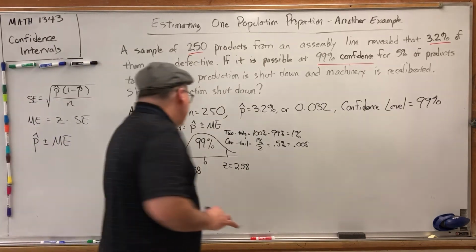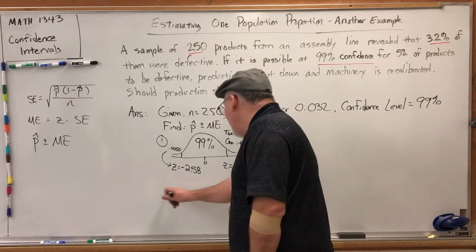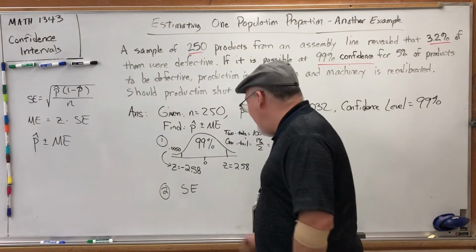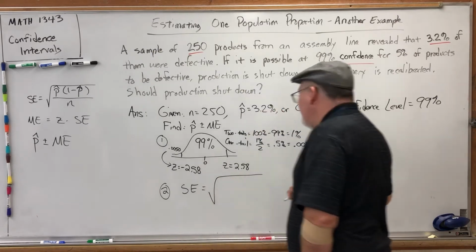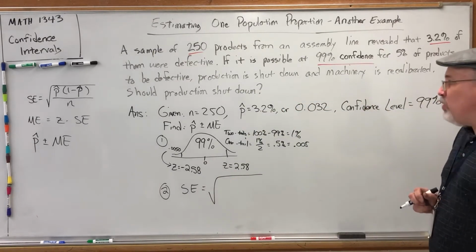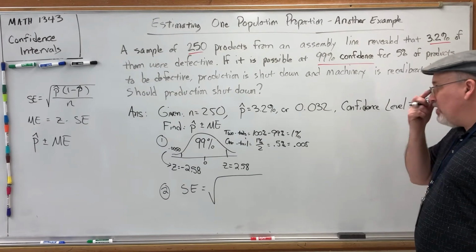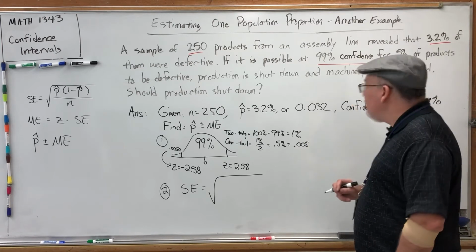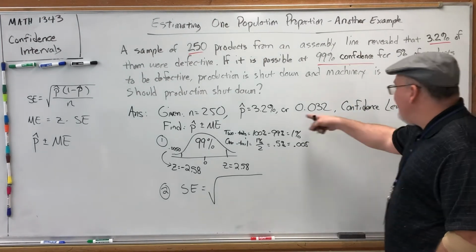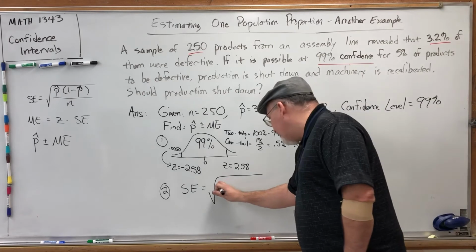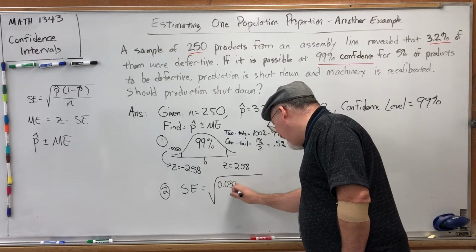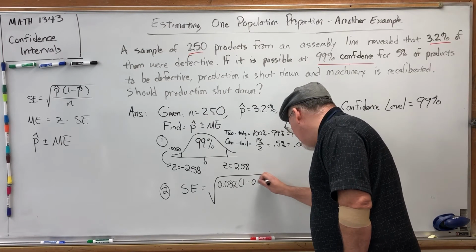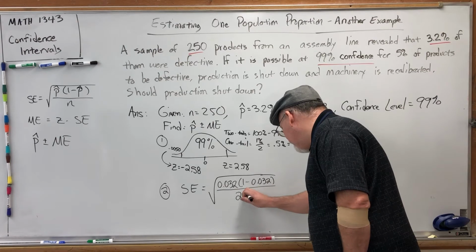But I digress. Step number 2 is to calculate the standard error. And the formula for the standard error is sitting right here. So let's go ahead and put it into the formula and see what happens. Again, as a test question in my class, it will say in the instructions, when you use a formula, write it down with the value substituted. In this case, our p hat is 0.032. So p hat times 1 minus p hat over the sample size, 250.